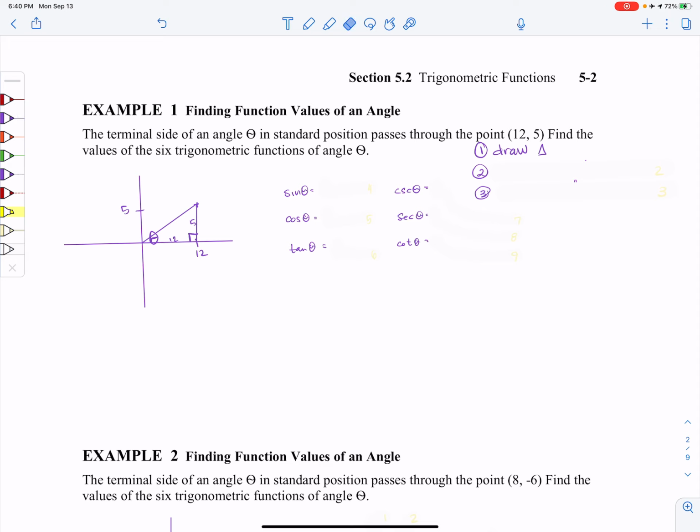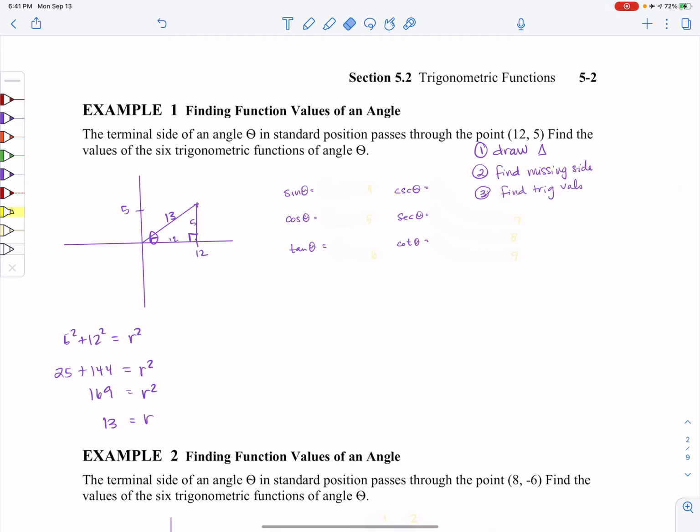So that's going to be the first thing. Draw your triangle. The second thing is find the missing side. So we're going to use the Pythagorean theorem then to do this. And we'll just do the leg squared plus leg squared. So 5 squared plus 12 squared is equal to my r squared, my hypotenuse squared. So 25 plus 144 is 169. So my r is 13. So the missing side is 13.